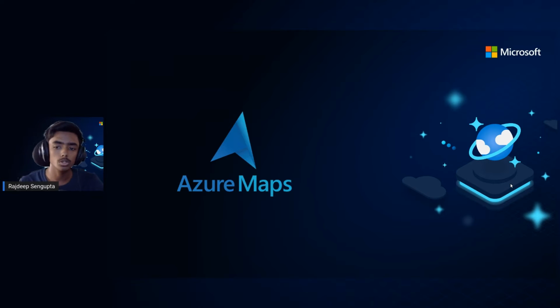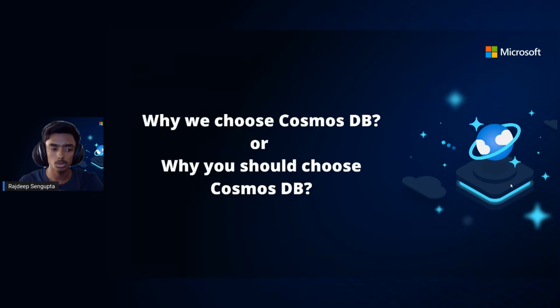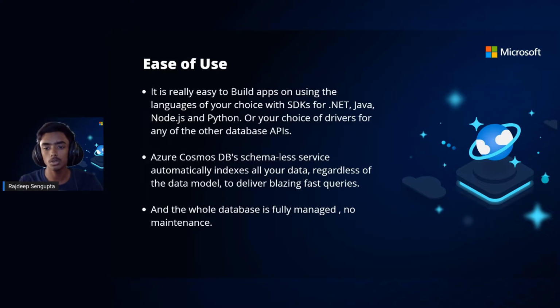So why we chose Cosmos DB as our main database, and why you should also choose Cosmos DB. The first point is ease of use. It is really easy to build apps using the language of your choice, with SDKs for .NET, Java, Node.js, and Python, or your choice of drivers for any other database APIs, like we used MongoDB in our case. The Azure Cosmos DB schema-less service automatically indexes all your data regardless of data model to deliver blazing fast queries. And the whole database is fully managed, so there is no maintenance.